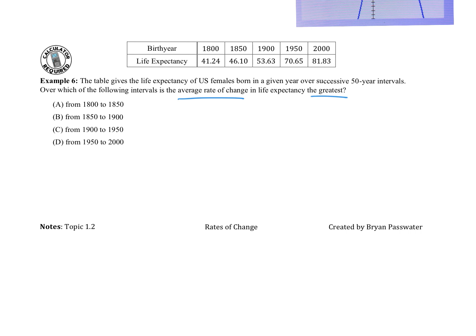And so if I need to find from 1800 to 1850, this is like my input value is my birth year, and my output value is my life expectancy. All right, not mine because I'm not a female, but anyway. All right, and so I'd just do Y2, which is this part, my output. So I'd have 46.10 minus my other output of 41.24 over 1850 minus 1800. And then I'd type that into my handy dandy calculator. And what do we get?